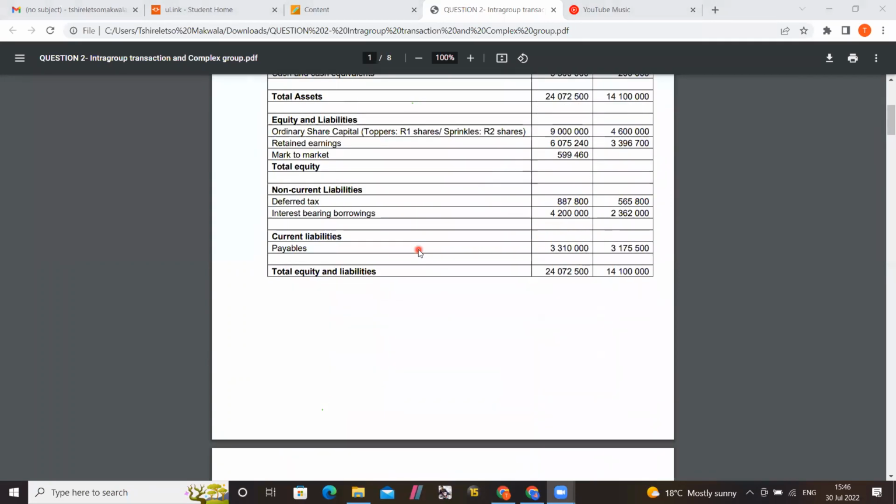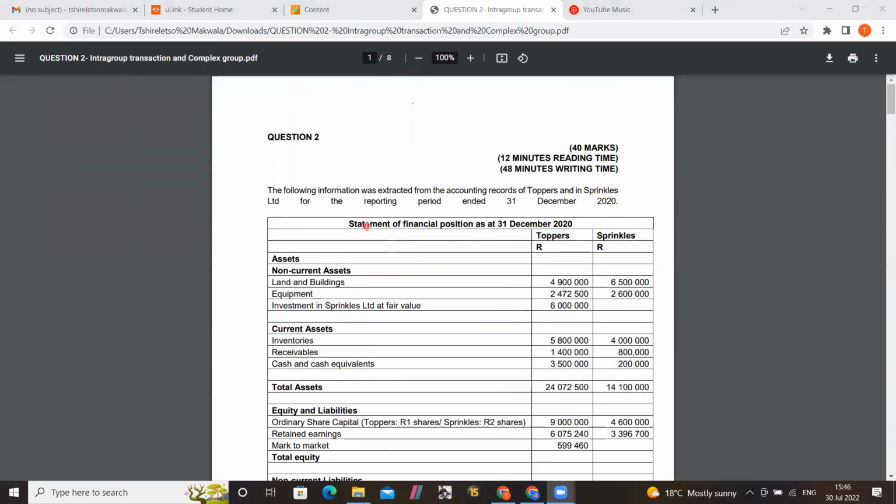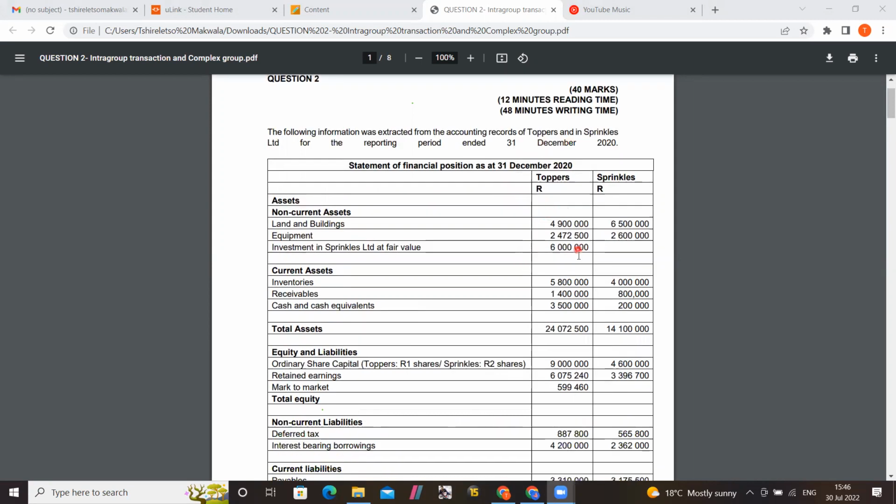Let's do it. Firstly, it says the following information was extracted from the accounting records of Toppers and Sprinkles. Do you see that they said Toppers and Sprinkles? Then, for the reporting period ended 31 December 2020, they gave us information here for Topper and Sprinkle.